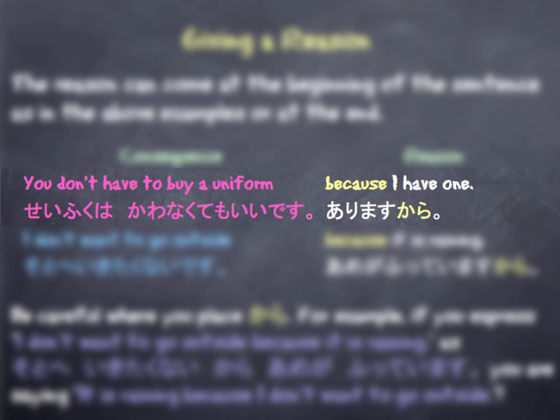And someone might say, well, why don't I have to buy a uniform? And you can say, well, because I have one. Arimasu kara. It's as simple as saying arimasu, which is the verb to have or to exist. So we've attached the word kara to the end of our second sentence to give explanation or reason. So instead of having one long sentence, we've broken this down into two shorter sentences.